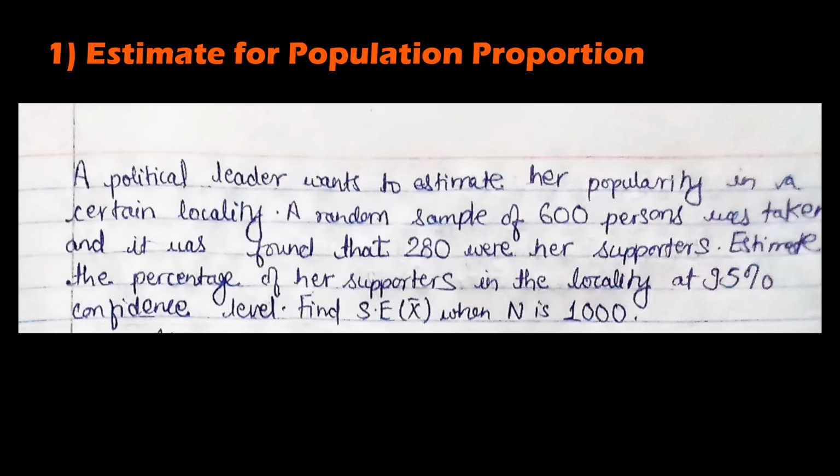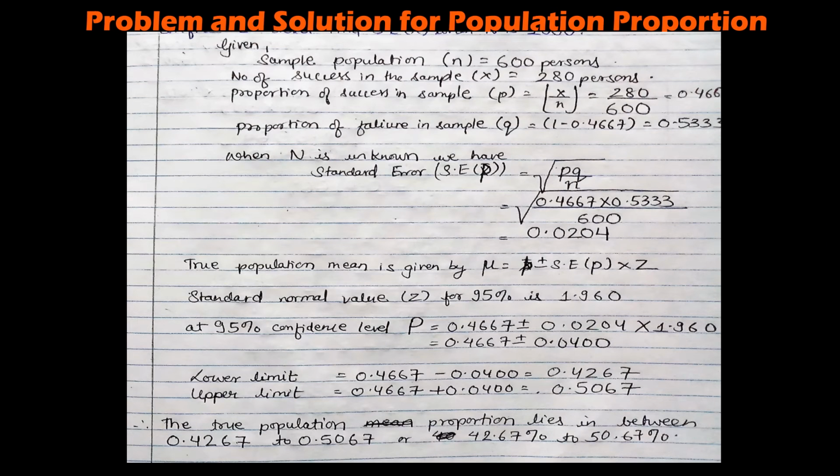So here we have a problem for estimate of population proportion, which reads as follows. A political leader wants to estimate her popularity in a certain locality. A random sample of 600 persons was taken, and it was found that 280 were her supporters. Estimate the percentage of her supporters in the locality at 95% confidence level. Find the sample error when N is 1000. So let's think about how we are going to do this problem. And here I have the solution.